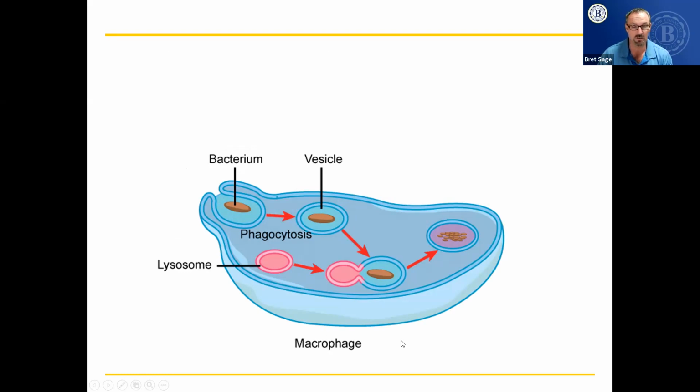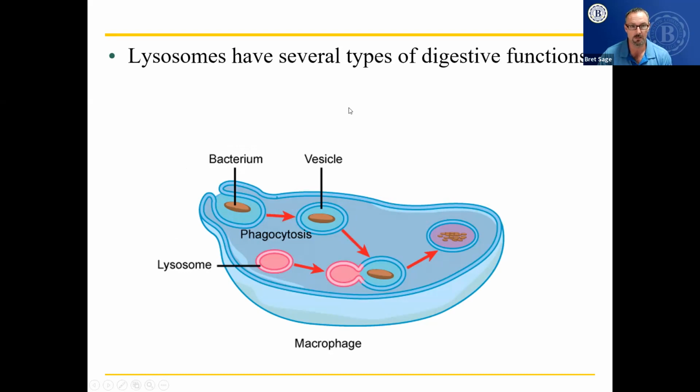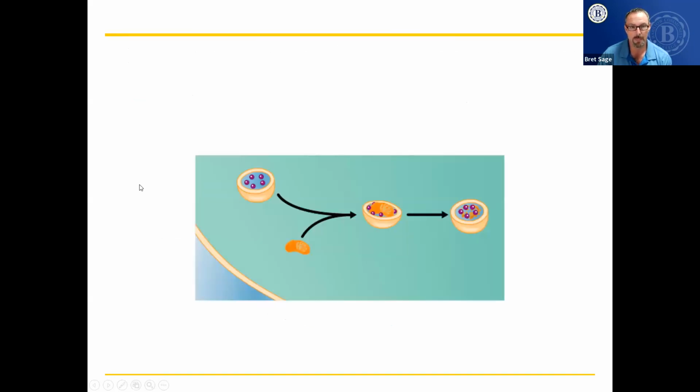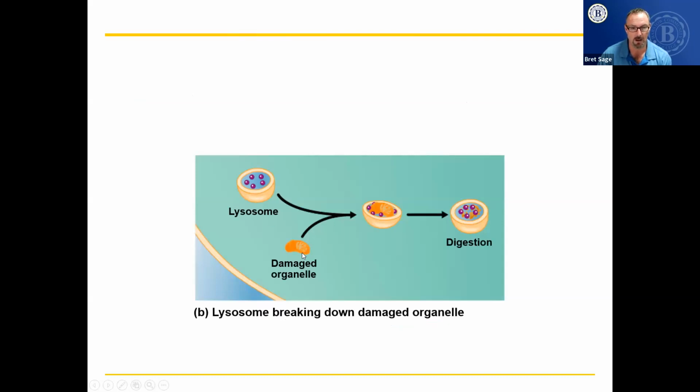This is a macrophage, a white blood cell found in our bodies. Lysosomes have several types of digestive functions. They fuse with food vacuoles, which is right here, to digest the food. In this case, a macrophage in your body doesn't really need it as food, but uses it to destroy the bacterium as part of our immune system. Okay, this shows you how a lysosome can fuse with a damaged organelle like a mitochondria, breaking it down and recycling it. They break down damaged organelles.